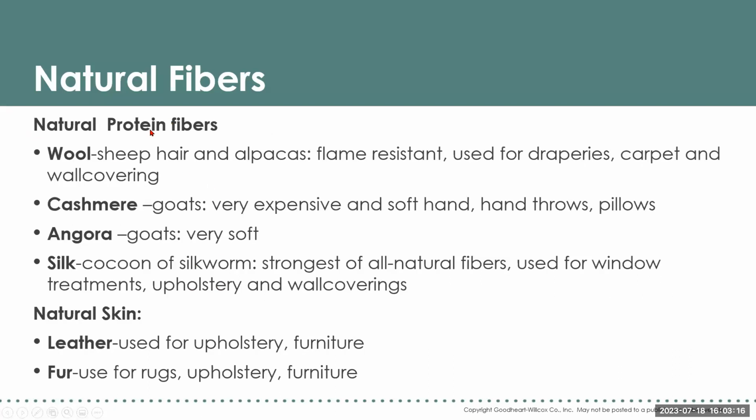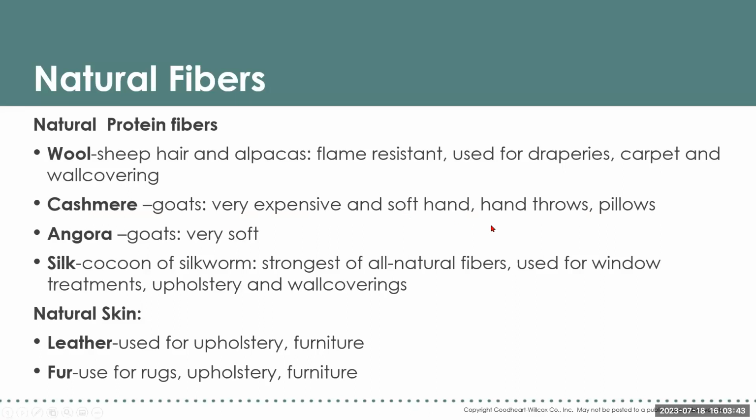Now, when we get into some of these natural protein fibers, that's going to be from animals. So we have wool, and we discussed wool in carpet, how it's naturally flame resistant. You could have wool draperies. That might be in a space where you need to worry about keeping in heat. So wool's an option. It's very expensive. Now, cashmere is even more expensive. That comes from goats, cashmere goats.